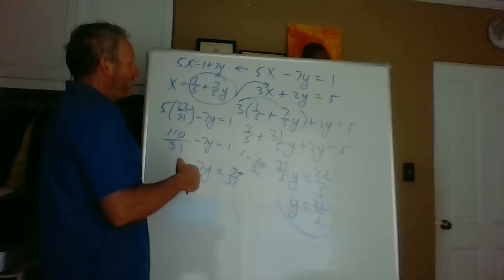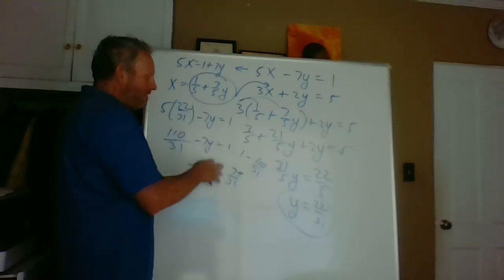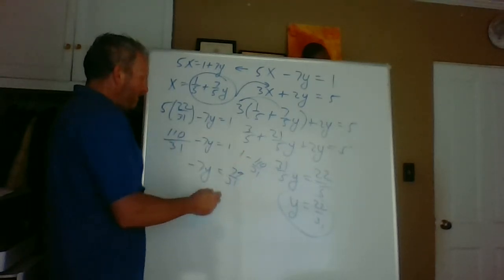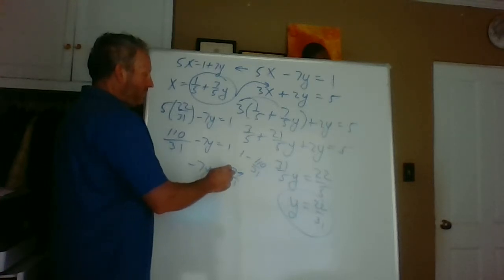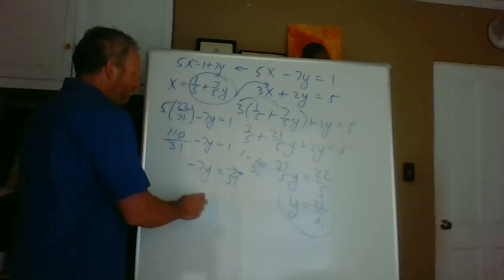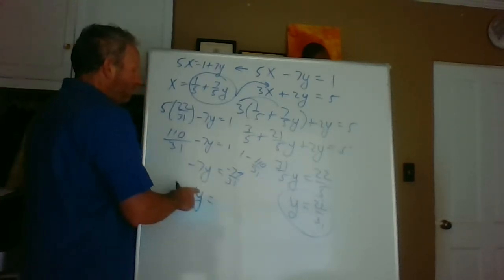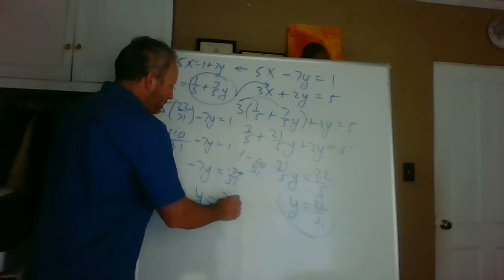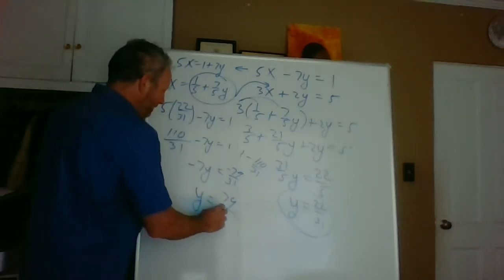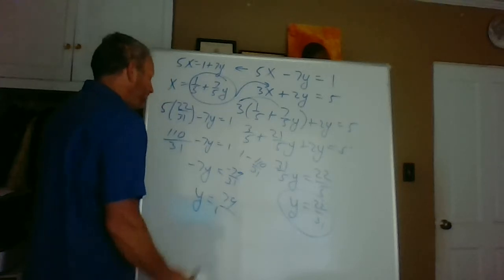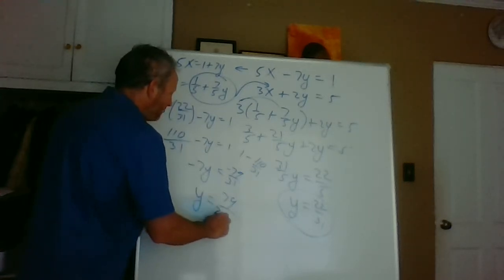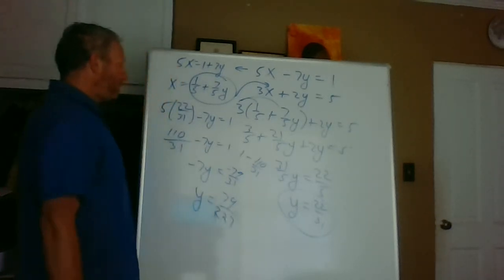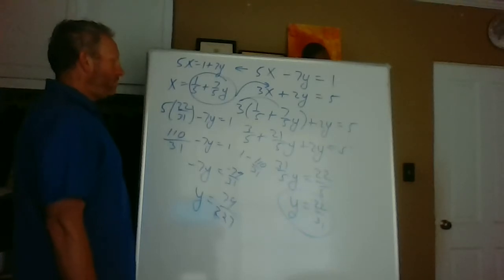But is that correct? So double check that. Wait a minute, that's not correct, is it? Negative. And then let's divide both sides by -7. So 79 over 100. Oh, jeez, 100. 227. You might want to double check to make sure that that's right.